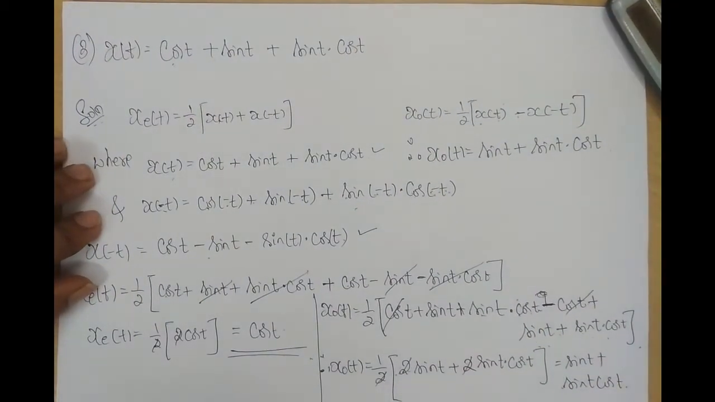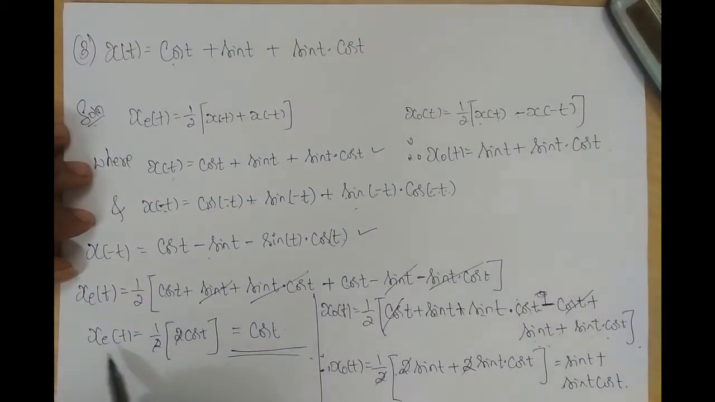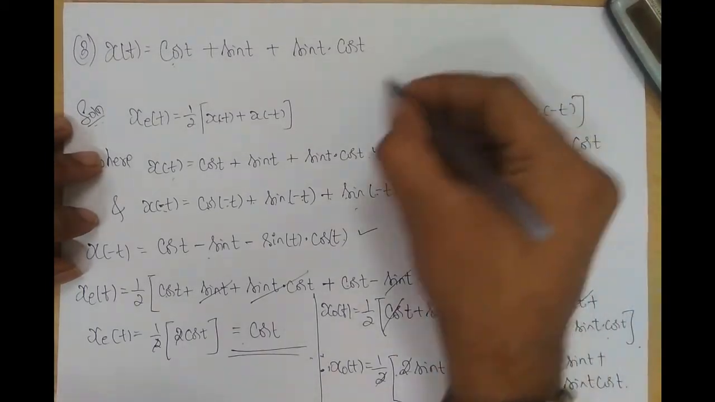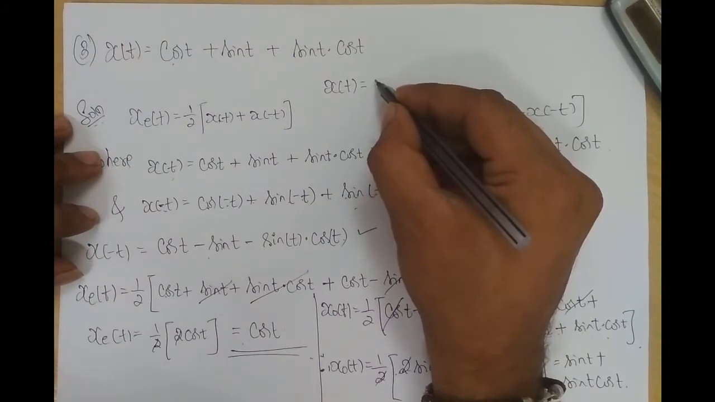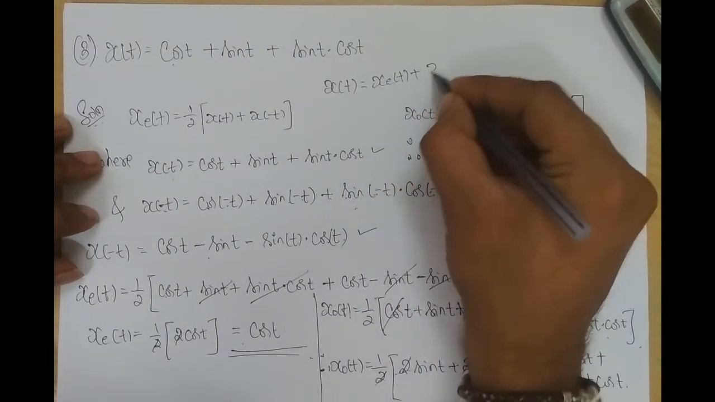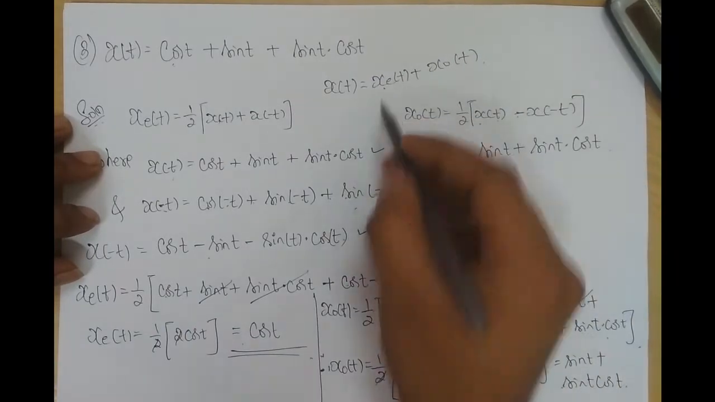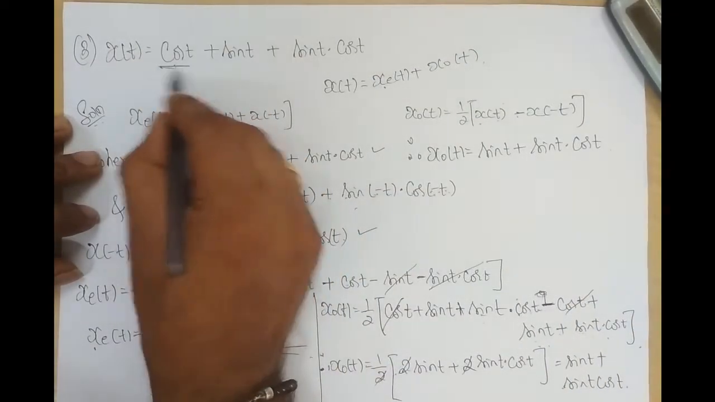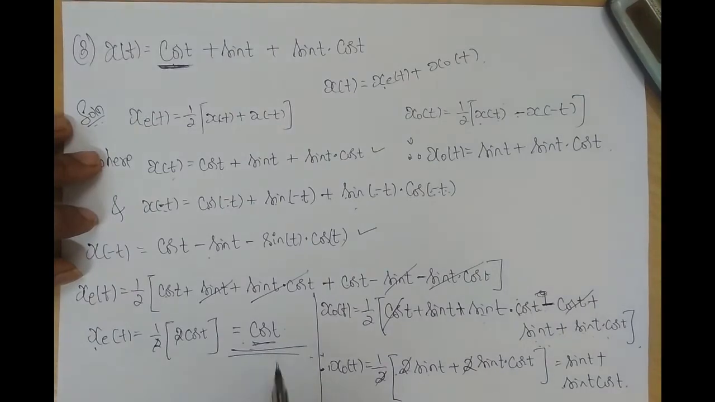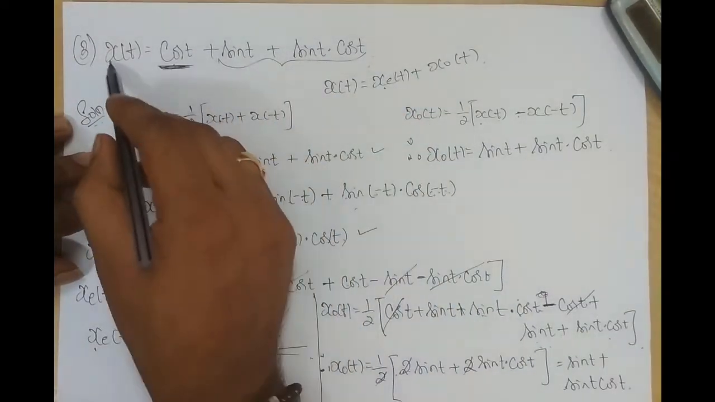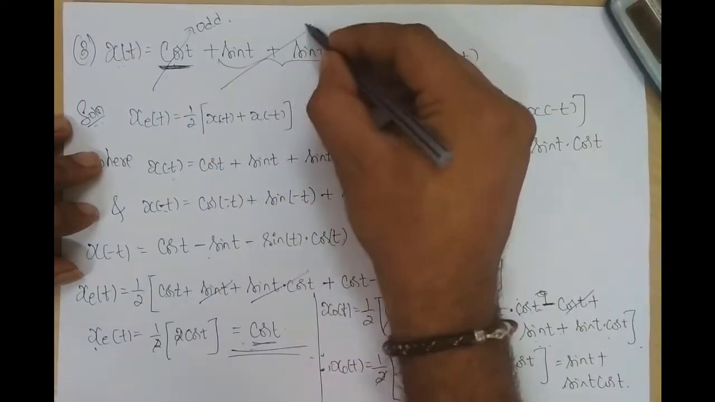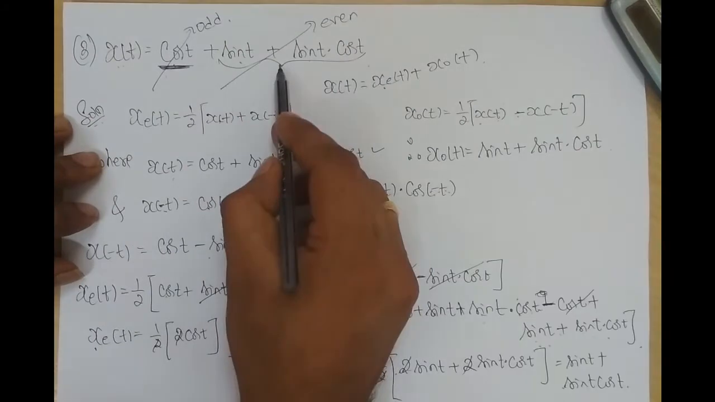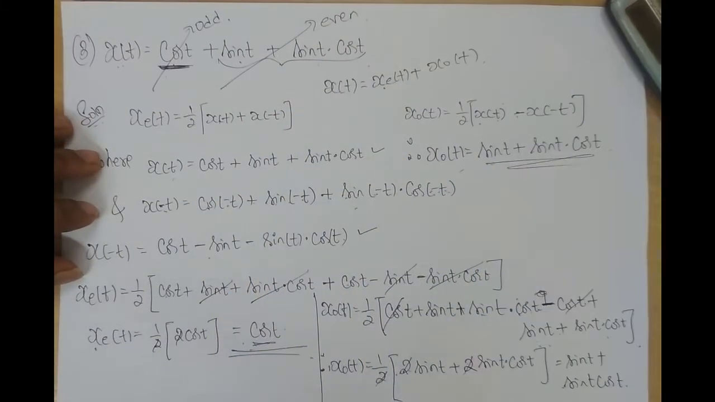So basically, once you get the even component, you don't have to find the odd component, right? Why? Because as we said, the entire signal x of t is the sum of the even component xe of t plus xo of t. Now what is the even component we found? It was cos t, this part of the signal. And if I add the rest of the signal, I get this x of t. So the rest of the signal has to be the odd component, which is sin t plus sin t cos t, which is here, sin t plus sin t cos t, right?